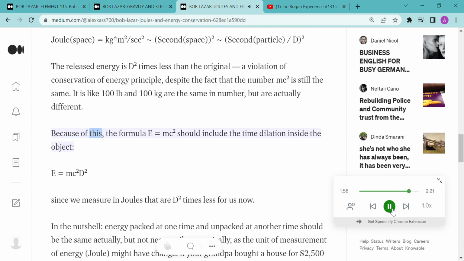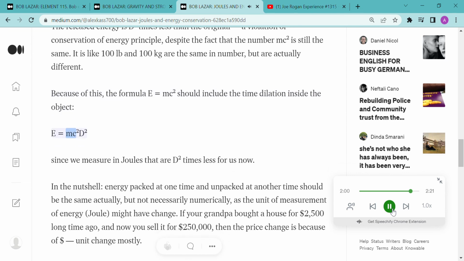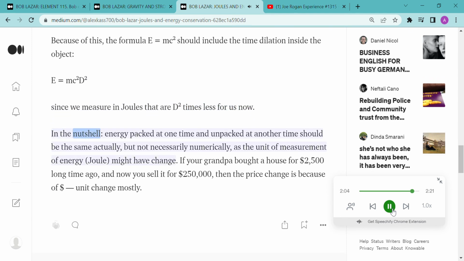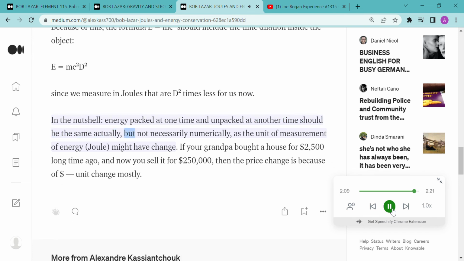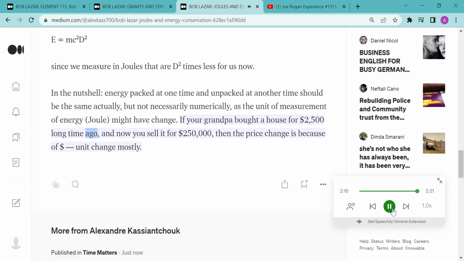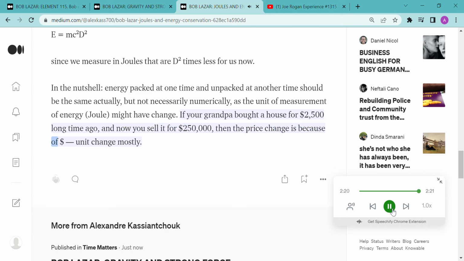Because of this, the formula E equals mc squared should include the time dilation inside the object: E equals mc squared d squared, since we measure in joules that are d squared times less for us now. In a nutshell, energy packed at one time and unpacked at another time should be the same actually, but not necessarily numerically, as the unit of measurement of energy, joule, might have changed. If your grandpa bought a house for $2,500 a long time ago, and now you sell it for $250,000, then the price change is because of dollar unit change mostly.